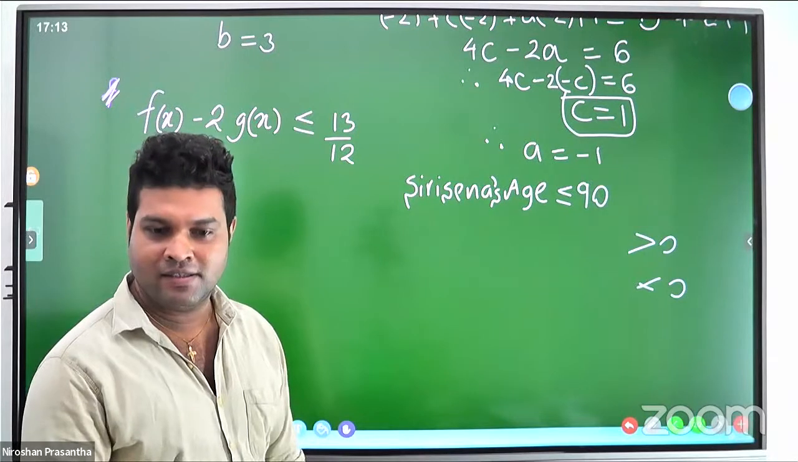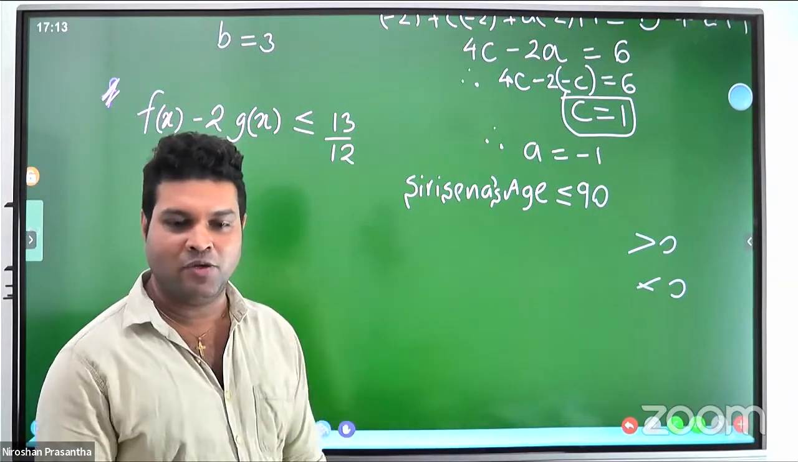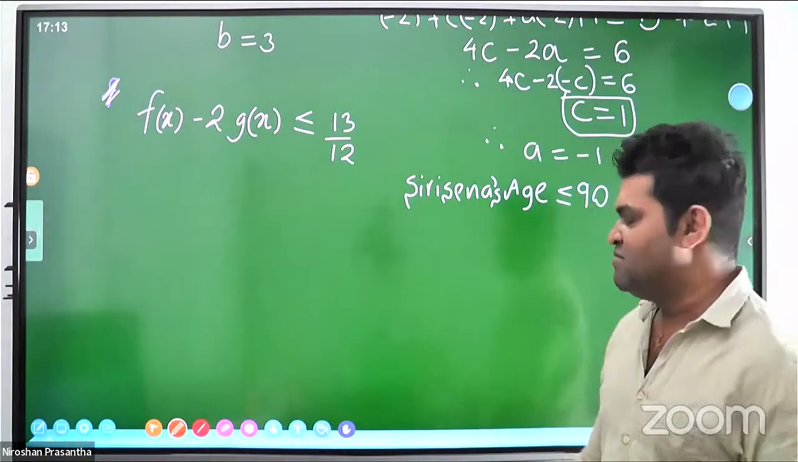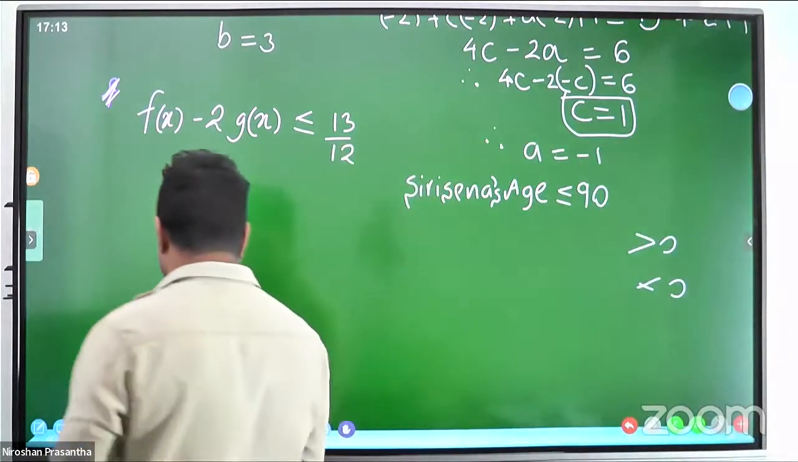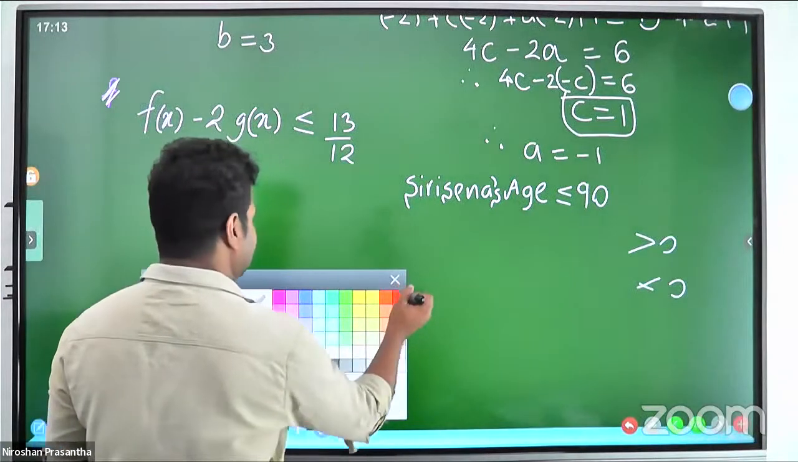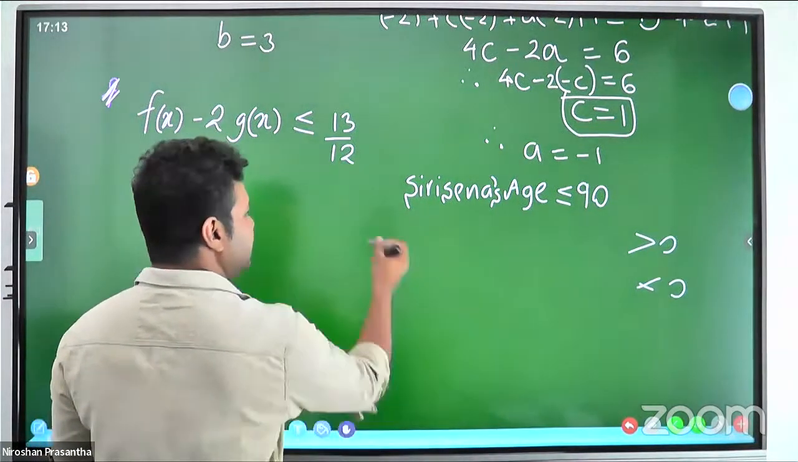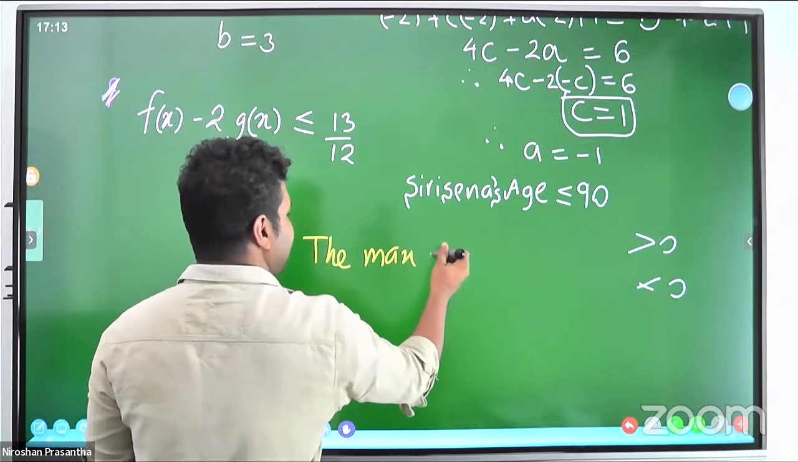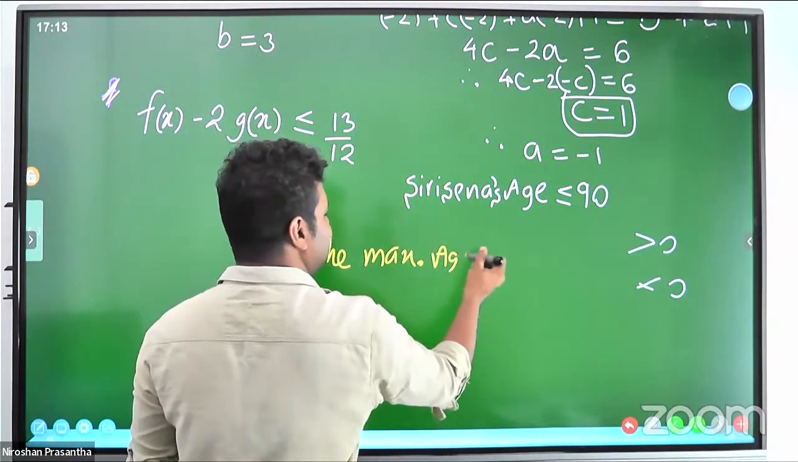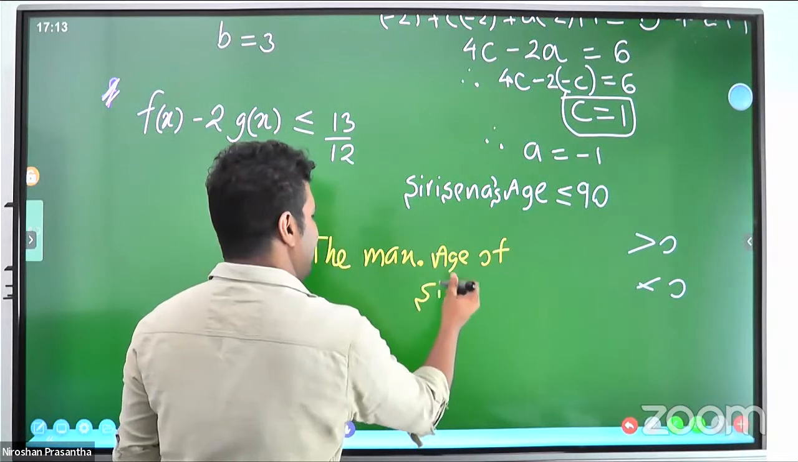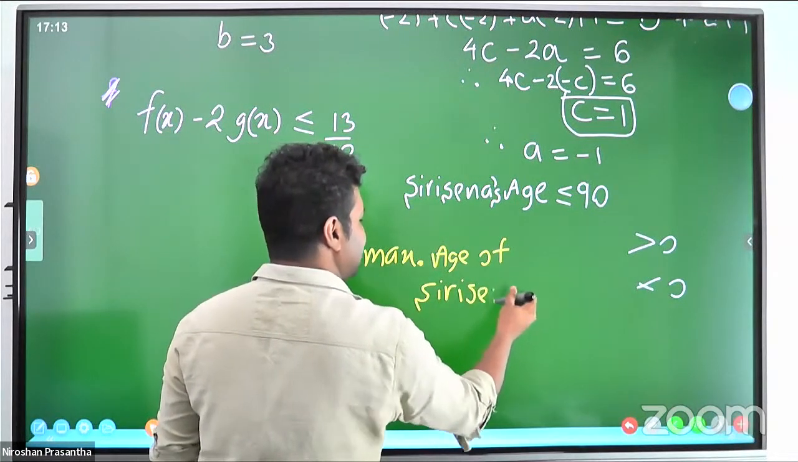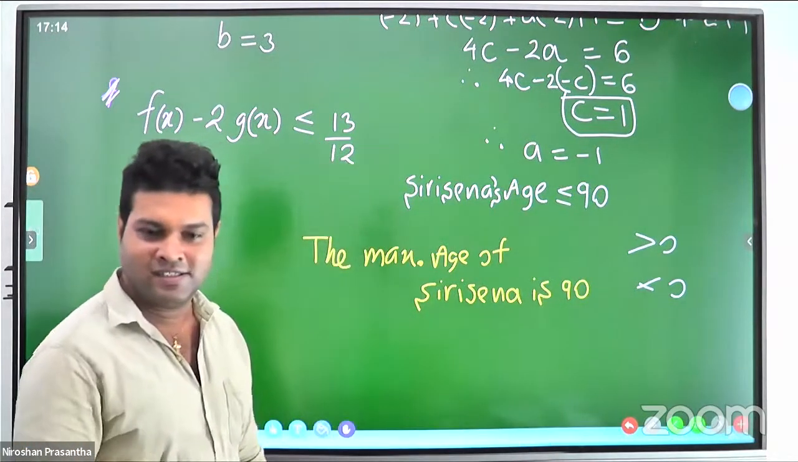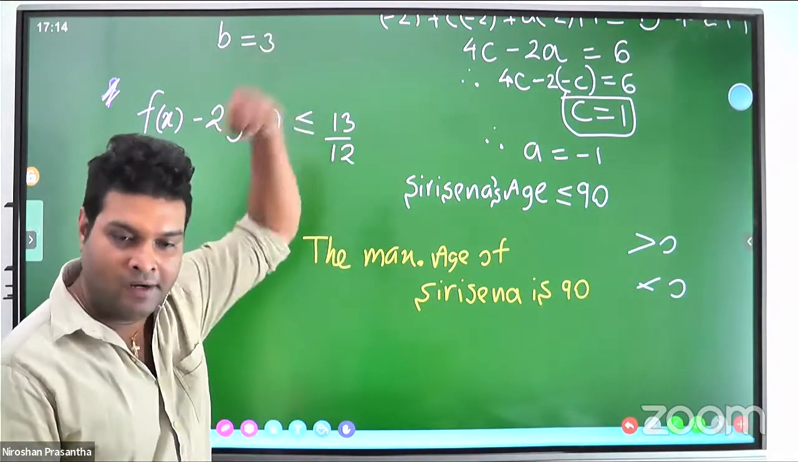In O-levels your teachers have taught that. Look at this, this is how you have to read this sentence. The maximum age of series A is 90 years.